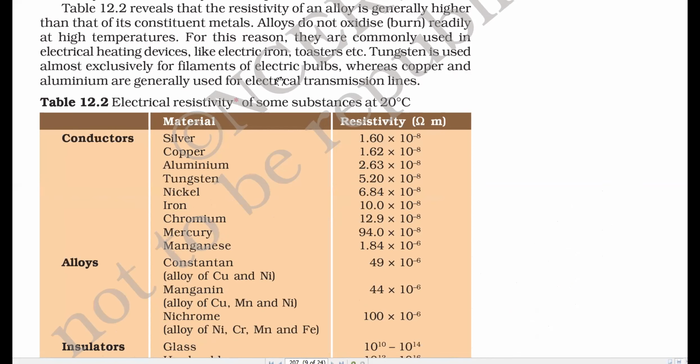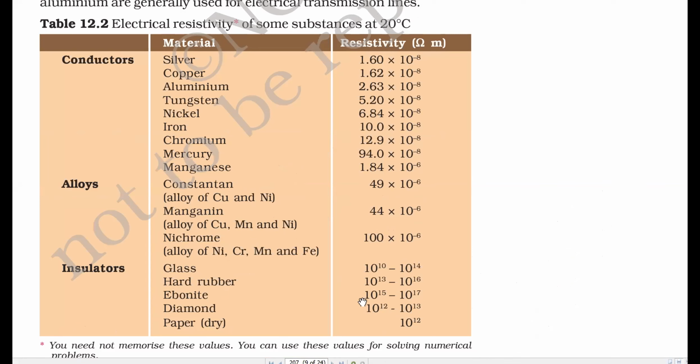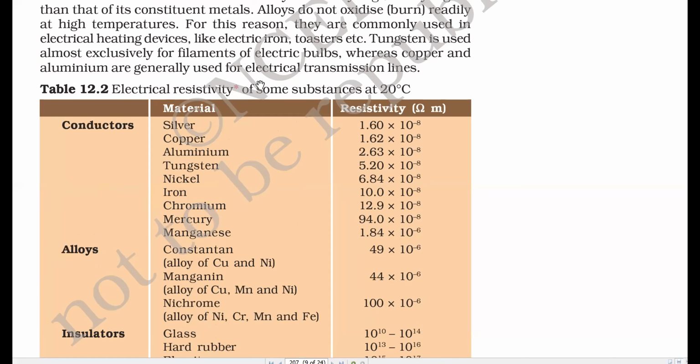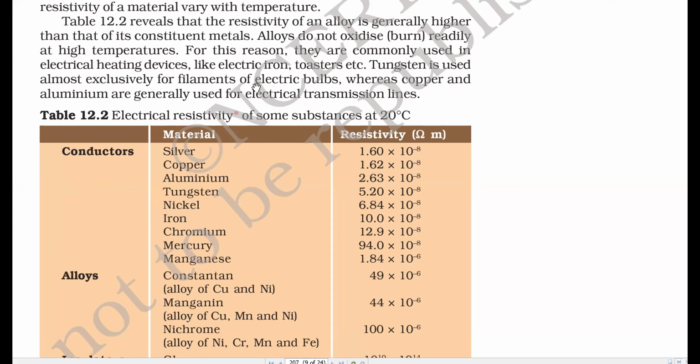ये fix है, experiment से ये calculations कर लिए कि silver की resistivity इतनी होती है, copper की इतनी होती है. So insulators, they have maximum resistivity, then comes alloy, and then comes conductors. Okay, so resistivity of alloys is more than resistivity of conductors. Alloys are actually mixtures of metals only. जैसे मैग्नीन है, निक्रोम है, या कॉन्स्टेंटन, all these alloys are made up of copper only. Still the resistivity of copper is less than resistivity of these alloys.